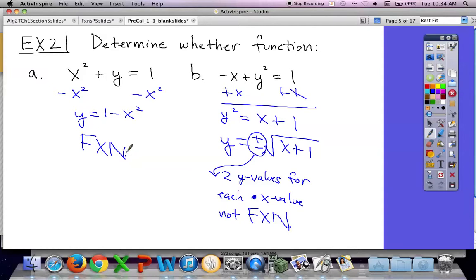I wouldn't really have to solve these. I just look at it here and say, oh, that's a y to the first. That one will be a function. This one, I would come over and say, oh, it's y squared. Okay, that's not a function, because I know that on the last step, I would take a square root and introduce a plus and a minus.